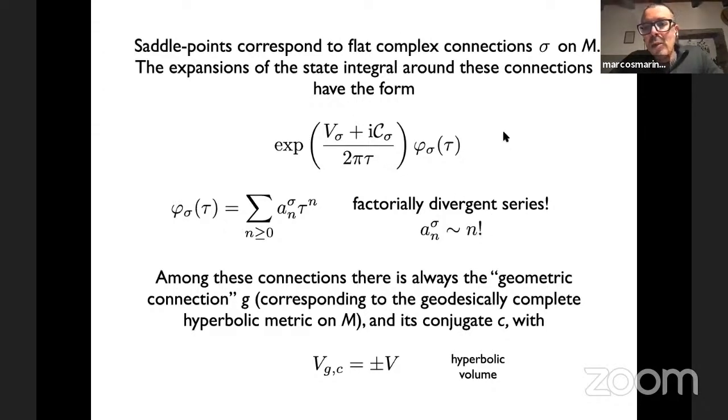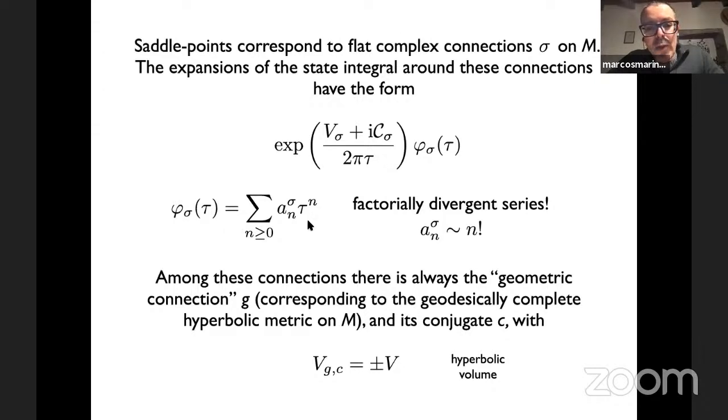Now, when you look at the geometry of these flat complex connections, you realize that when you are considering the complement of a hyperbolic knot, there is always a very specific important connection, which is sometimes called the geometric connection, which corresponds to the geodesically complete hyperbolic metric on the complement of the hyperbolic knot. And then since we're doing a complex Chern-Simons theory, there will be its conjugate. And then the real value of the action that appears here in this evaluation is going to be, for the geometric connection and its conjugate, plus minus respectively the hyperbolic volume of the knot. So you see, you are doing a complex Chern-Simons theory in the complement of the hyperbolic knot, and when you do perturbation theory, you will actually discover classical invariants of this hyperbolic knot. The first thing you will discover is this hyperbolic volume. So that's actually very natural from the point of view of this quantum field theory.